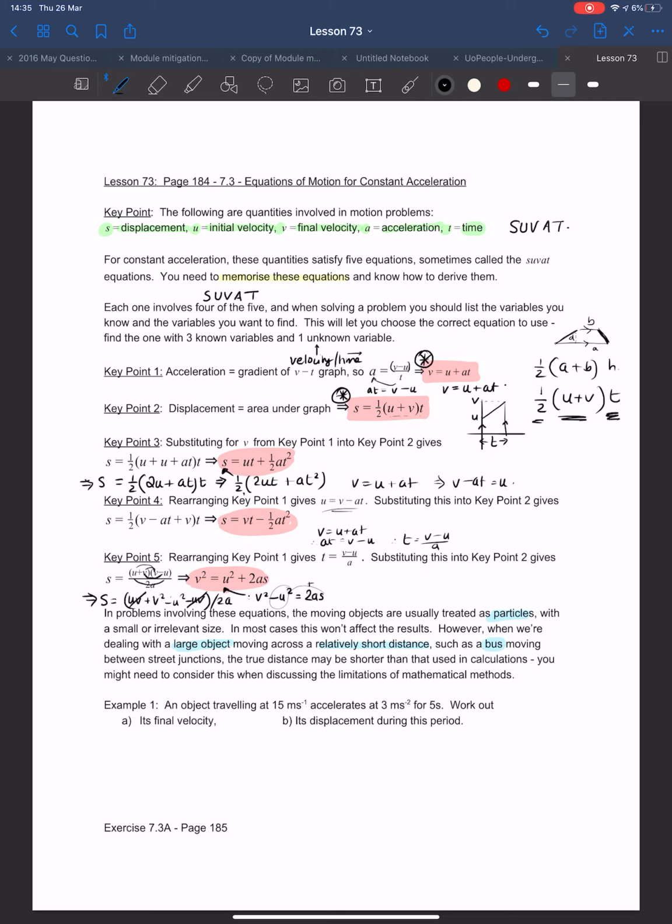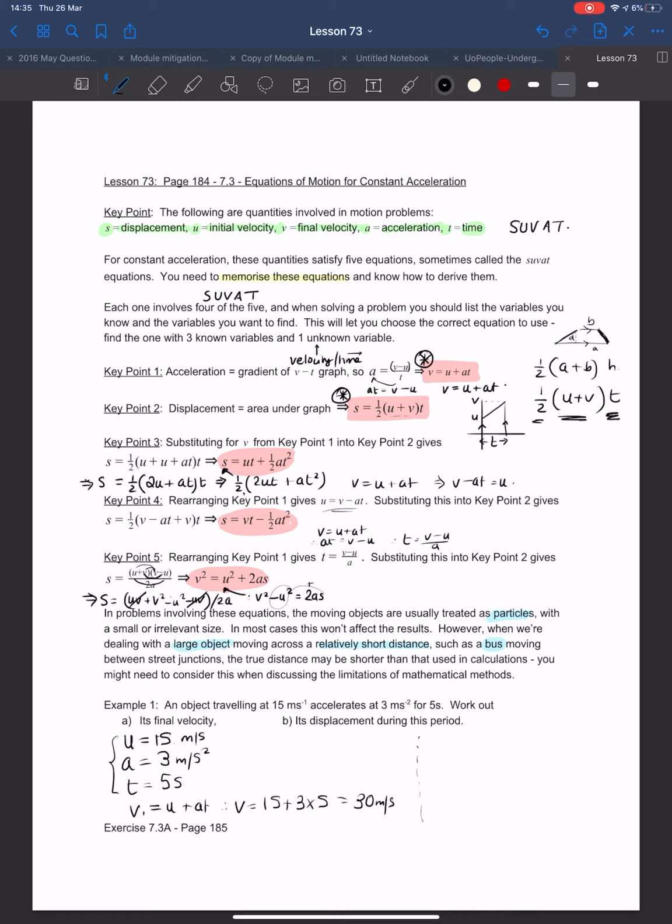Right, examples now. An object travelling at 15 metres per second, to me that means u is 15. Acceleration is 3 metres per second squared, and time is 5 seconds. Work out v. So we've got u, a and t, and we want v, and that's the one from key point 1. v equals u plus at. So therefore v is 15 plus 3 times 5, which is 30 metres per second.